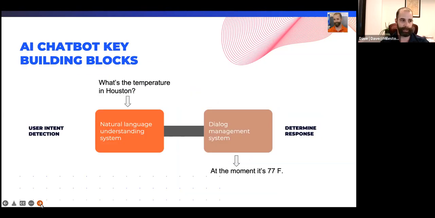So let's give an example. An AI chatbot. So the building blocks, you have a natural language understanding system. So I'll ask it, what's the temperature in Houston? And it detects my intent. And then it says, okay, here's the response. At the moment, it's 77 degrees. So it could just say 77 degrees, but that's not how we talk. So it wants to talk like a human and also understand what I'm asking for. I could have also said, how warm is it in Houston? And so I'm not specifically saying temperature, but if it's a good chatbot, it will understand what I'm asking and give me a similar response.